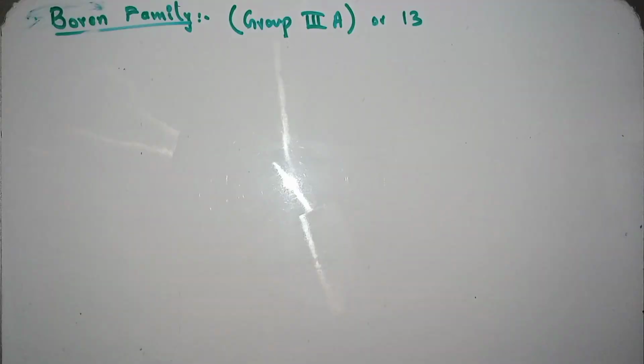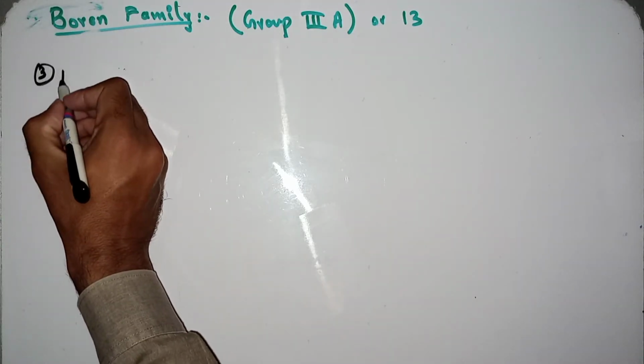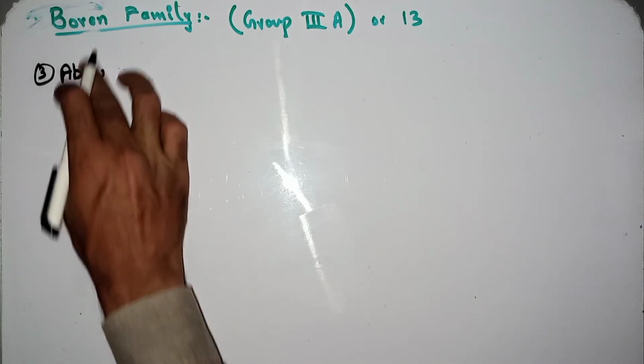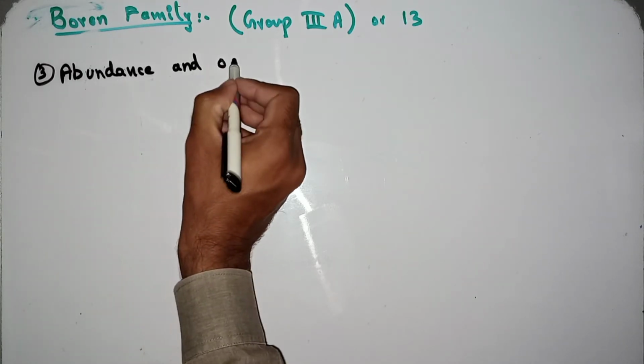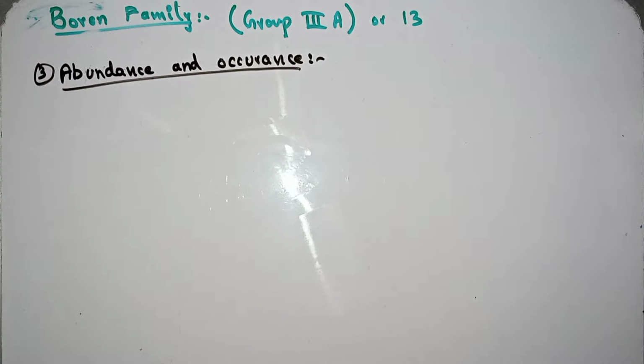The third characteristic of the boron family is abundance and occurrence. Abundance and occurrence means where these elements, that is boron, aluminum, gallium, indium and thallium, are located in major quantity and where in less quantity.